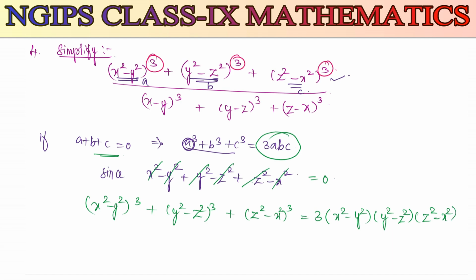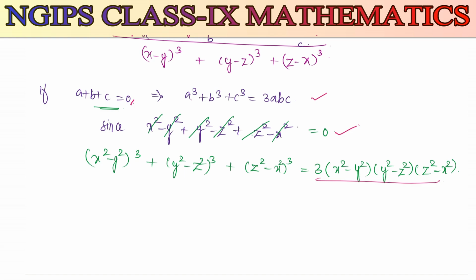Once again, just to repeat this: we know the identity that if a + b + c = 0, then a³ + b³ + c³ = 3abc. Here all the terms in the numerator are cubes, so I just take the base terms. a is x² − y², b is y² − z², and c is z² − x². When you add a, b, c, we definitely get 0 when you apply this condition. So this is the final result for the numerator.